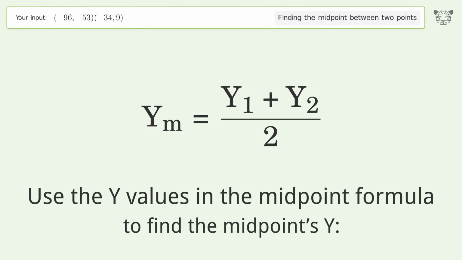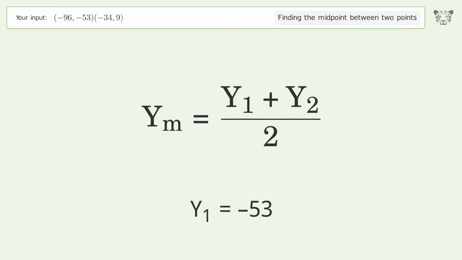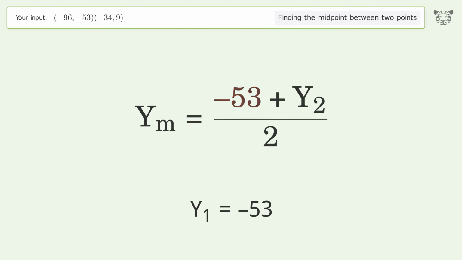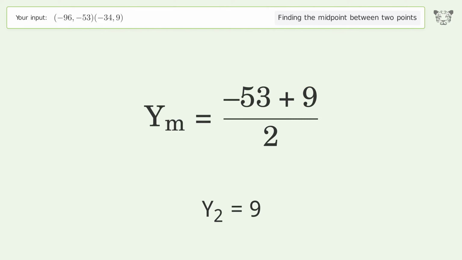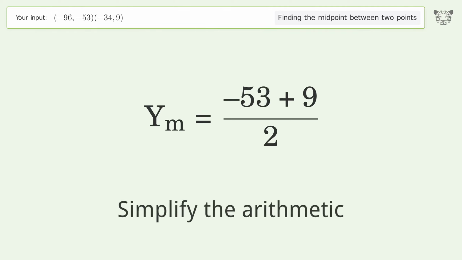Use the y values in the midpoint formula to find the midpoint's y. y1 equals -53. y2 equals 9. Simplify the arithmetic.